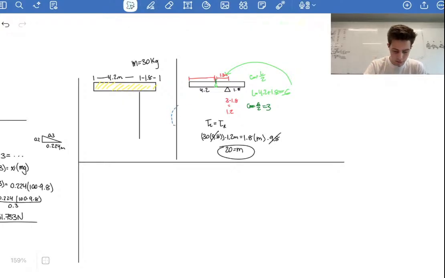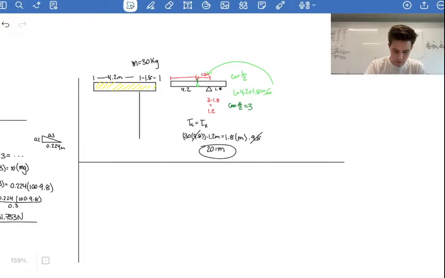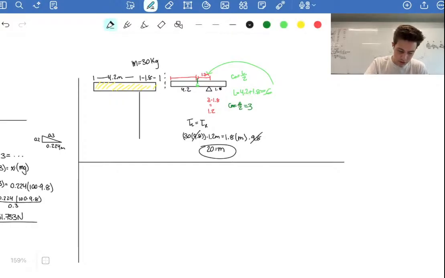Oh, sorry, that's all one problem. We'll put a dotted line in here so that we know. Okay. So these problems are all static friction based.